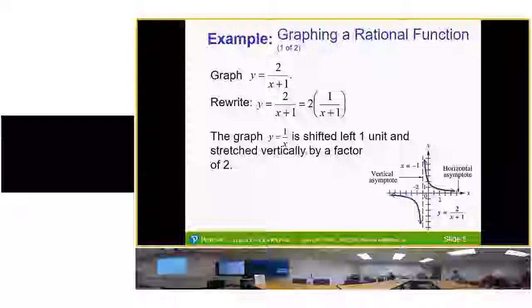Pronounce it however you would like. Okay? No, you're a dumb racist southerner.